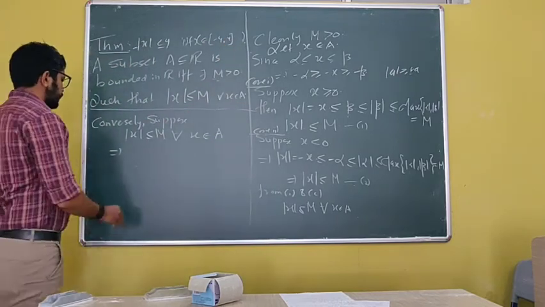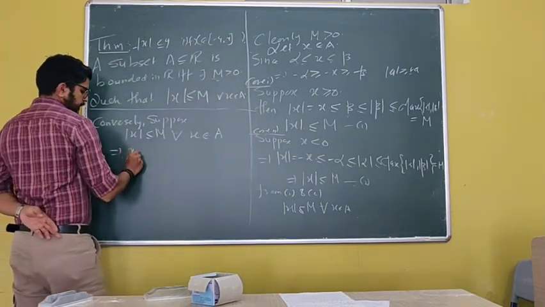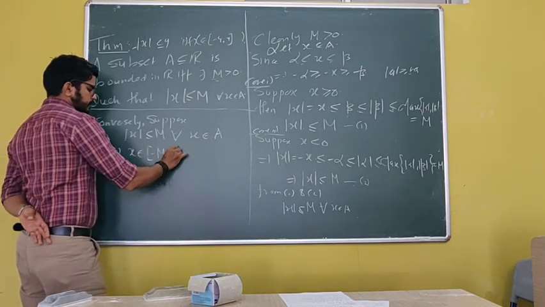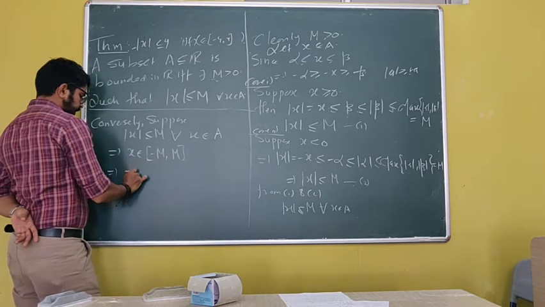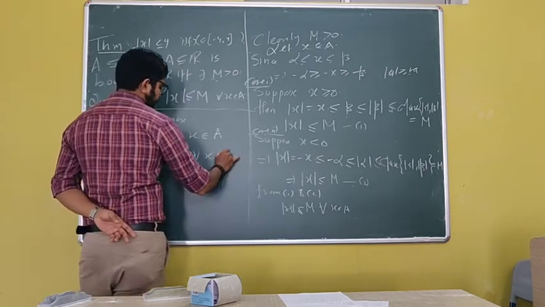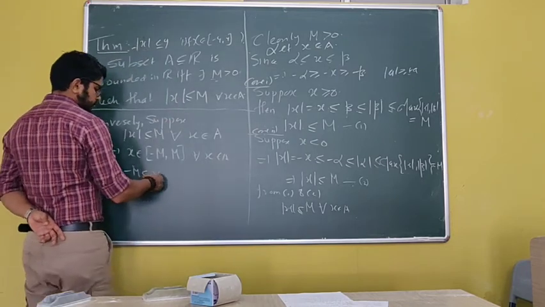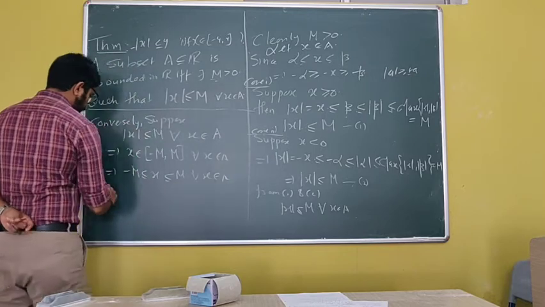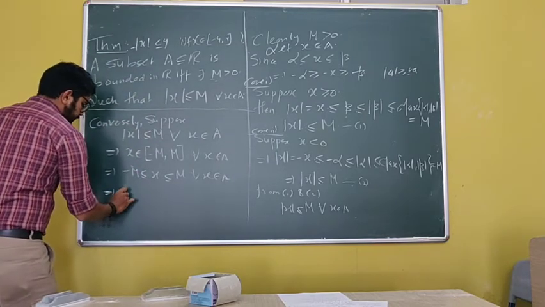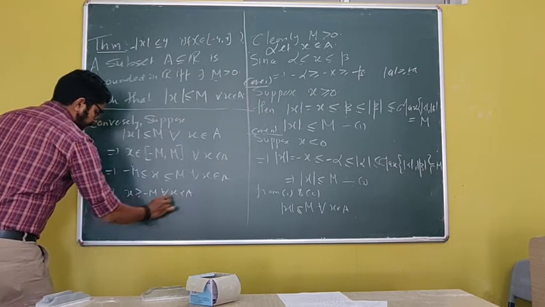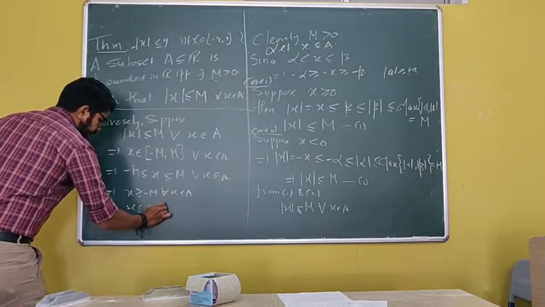Okay, so this implies that x would belong to the closed interval [-m, m]. This would imply that minus m is less than or equal to x, and this is true for every x in it. So minus m will be less than or equal to x, less than or equal to m. This is also true for every x in it. Right? What does this prove? This proves that x is bigger than or equal to minus m for every x in it, and x is less than or equal to m for every x in it.